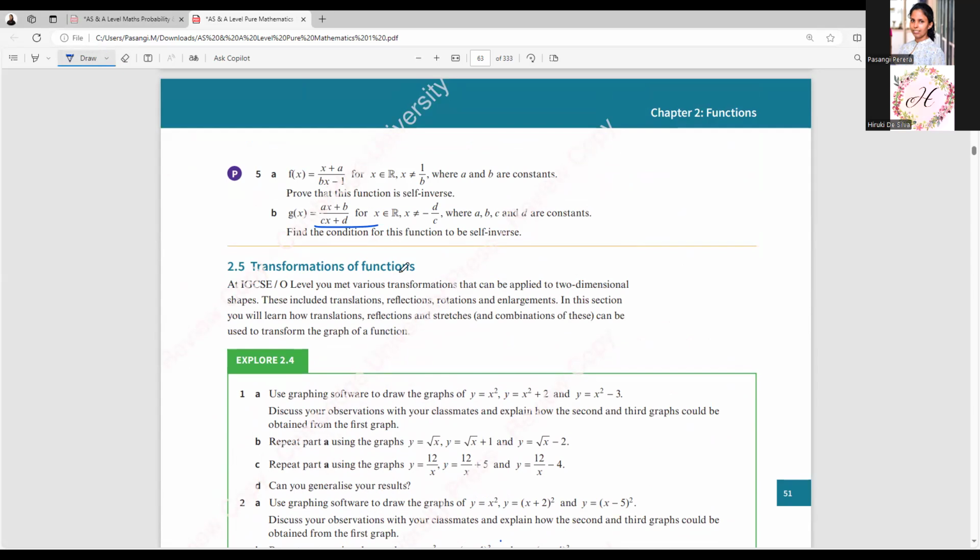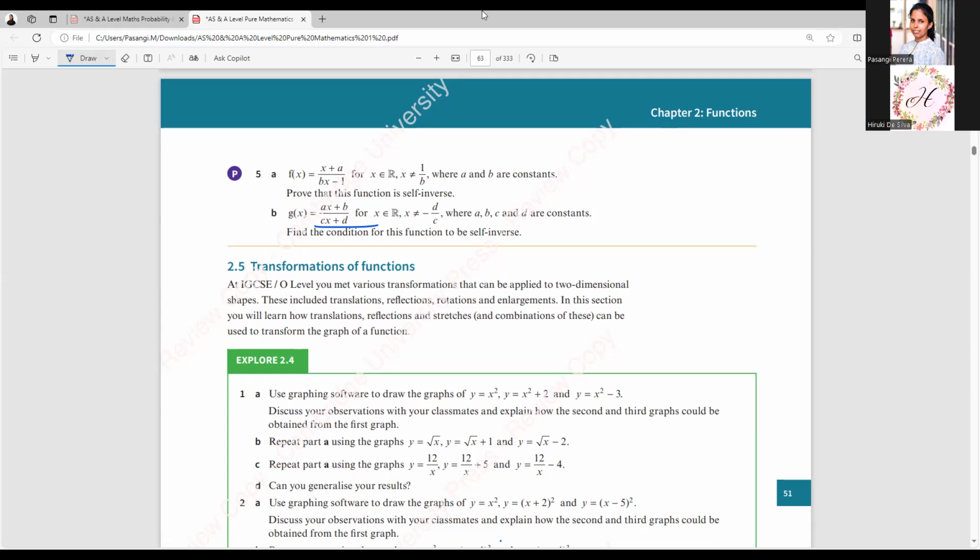Now here, at O level, you met various transformations that can be applied to two-dimensional shapes. These included translations, reflections, rotations, and enlargements. This is kind of a new part. In the next section, you will learn how translations, reflections, and stretches work, and also how we combine all these together to make a complete transformation of a function.